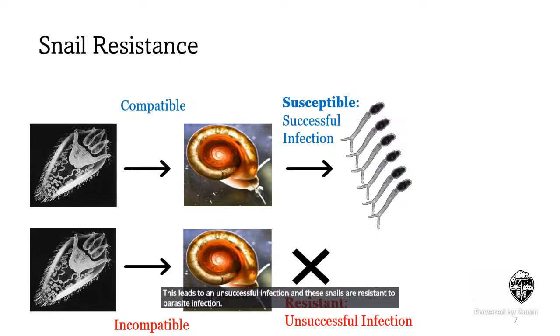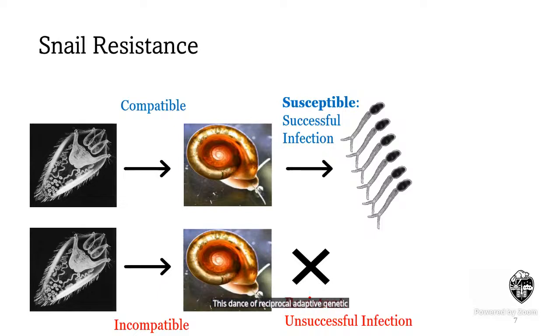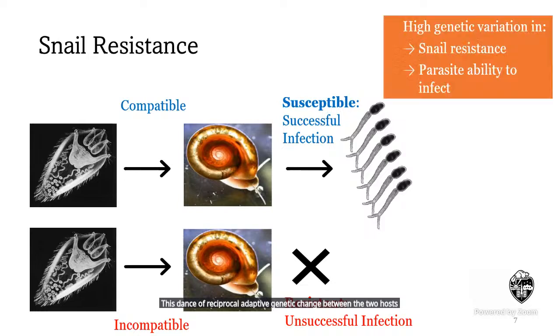Trematodes and snails have been co-evolving with each other for millions of years, and this has resulted in the parasites evolving complex counter strategies to the snail's ever-evolving defense system. This dance of reciprocal adaptive genetic change between the two hosts has resulted in substantial genetic variation in both the snail's resistance and the parasite's ability to infect the snail host.